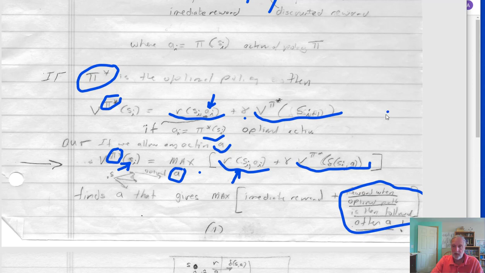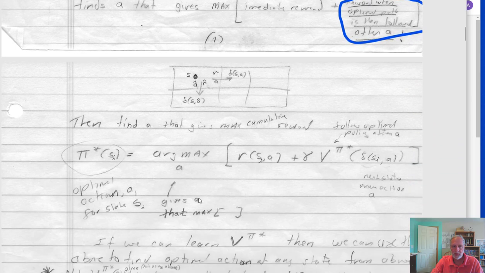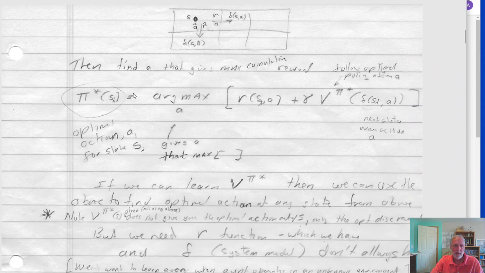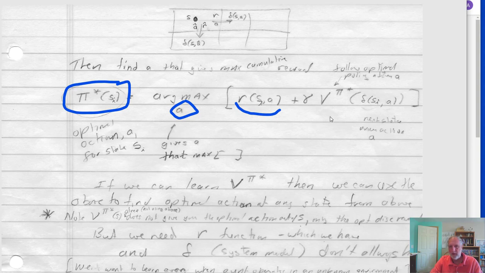Still have an issue here because we have to know the optimal policy going forward from the next state, but at least this gets us one step closer to going where we want to go. And if we can do that, then we can get the optimal policy, again, by just searching all possible actions out of the state and then we search over the reward plus the discounted reward following the optimal policy.